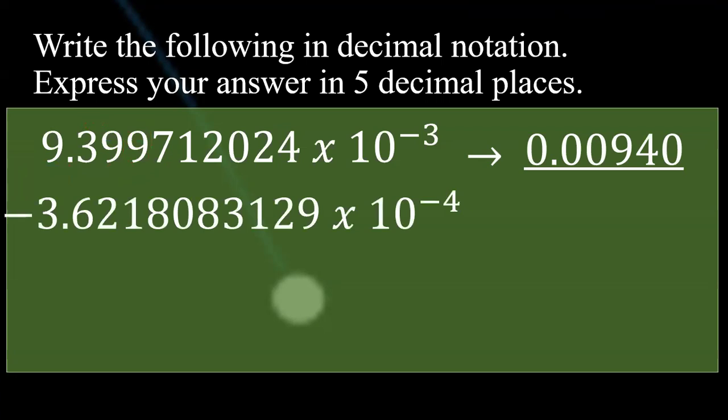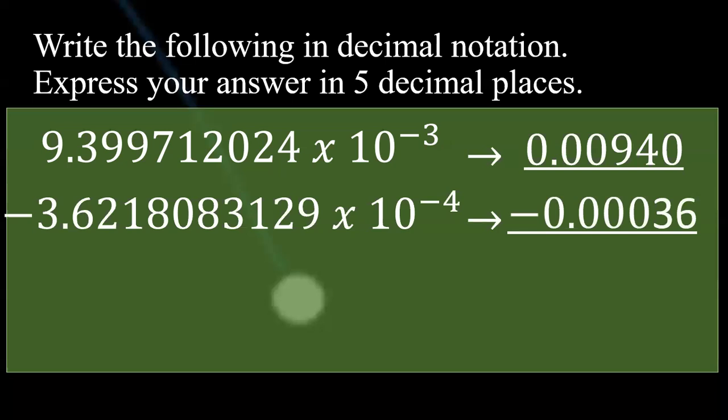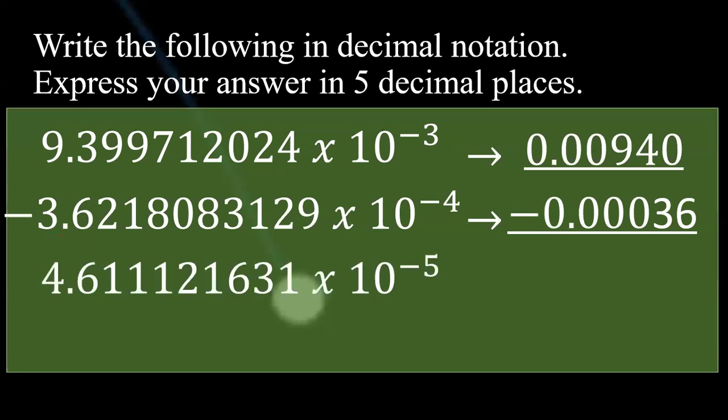Next, negative 3.6218083129 times 10 raised to negative 4. We move 4 decimal places to the left so that the answer becomes negative 0.00036. Next, 4.611121631 times 10 raised to negative 5. We move 5 decimal places to the left: 1, 2, 3, 4, 5. Count the zeros. So the answer is 0.00005.